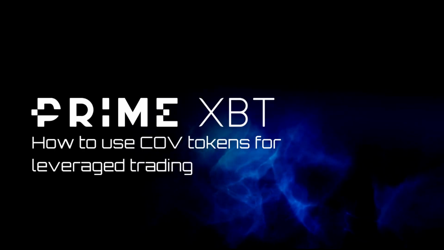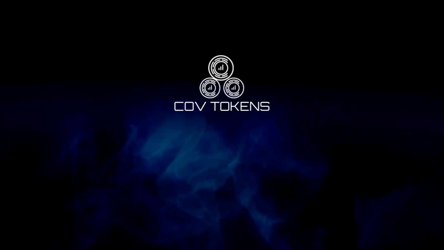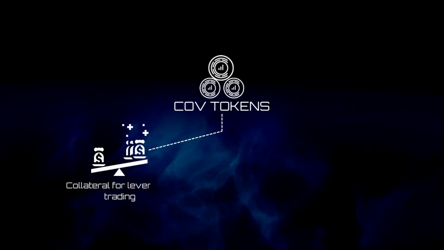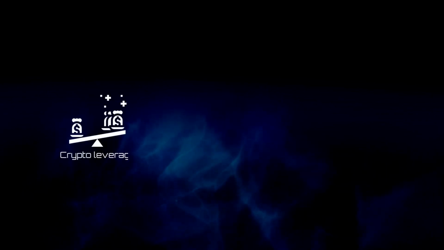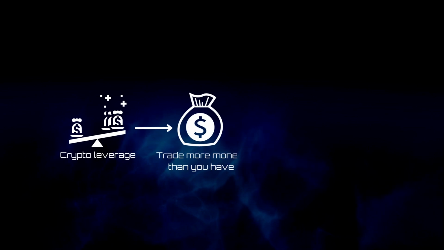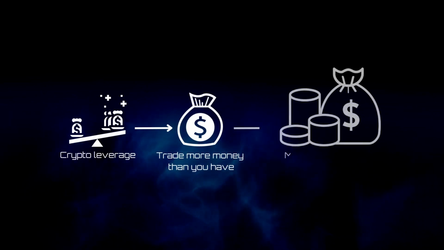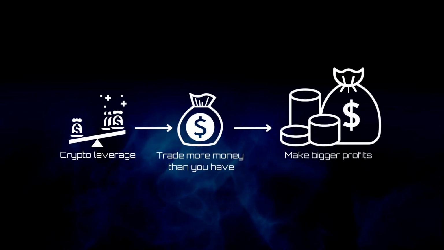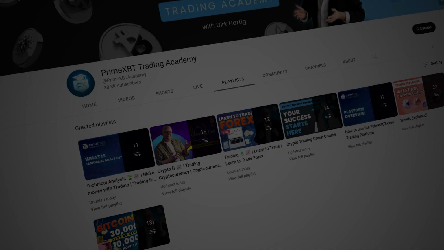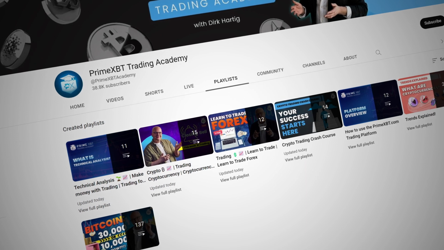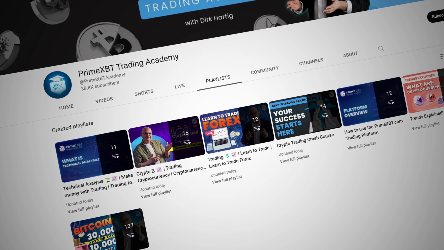How to use COV tokens for leverage trading. Finally, the COV tokens can also be used as collateral for leverage trading on a margin account or for copy trading. Crypto leverage lets you trade more money than you actually have. This means a possibility to make bigger profits if the market conditions, as well as the individual risk and reward appetite, are evaluated well.